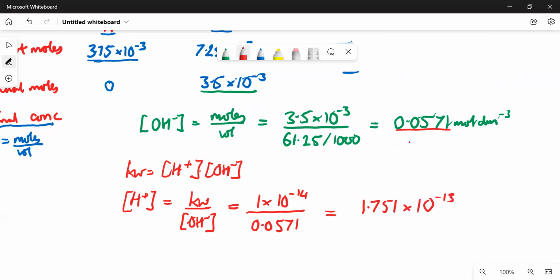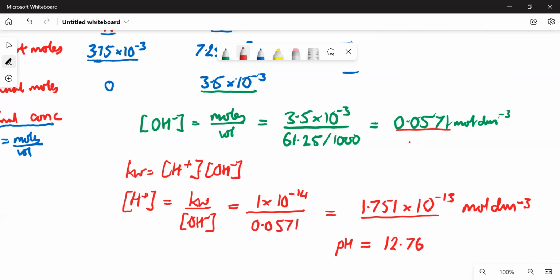That's pretty alkaline. So take a negative log of that to give us the pH, minus log of that number there. It gives us 12.756. And they usually want you to give pHs to 2 decimal places, so that's 12.76, sorry.